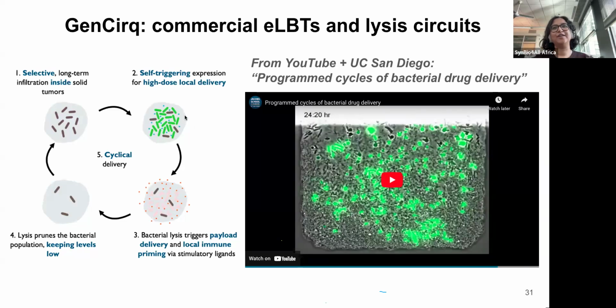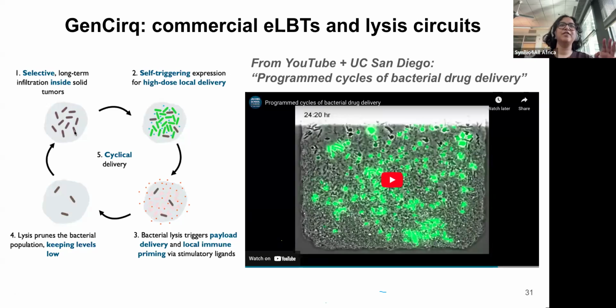And that allows them to have very precise self-triggering expression for really high dose local delivery. Bacterial lysis basically triggers the delivery of these payloads, primarily immune system stimulatory ligands, that are then delivered into the local environment. And then what you can see here is that there are a couple of survivors. The lysis kills most of the population, but not all of it, and then this cycle continues.